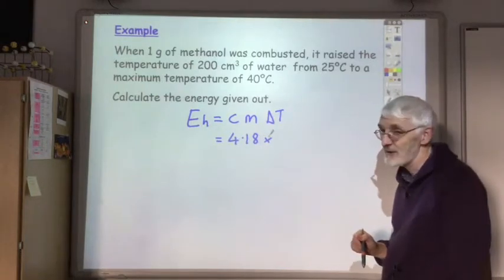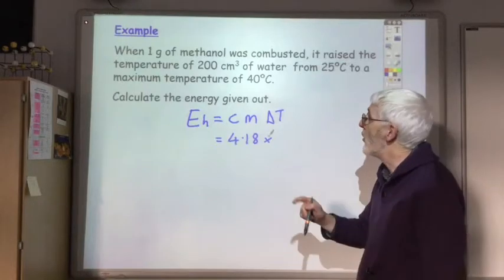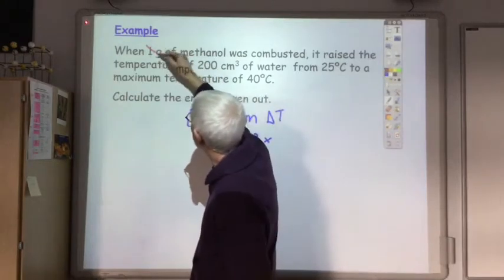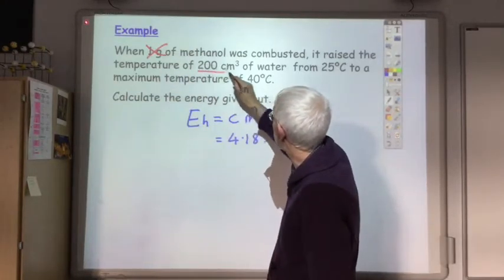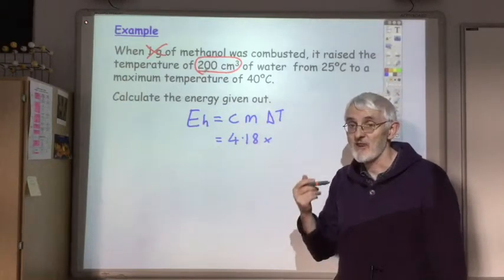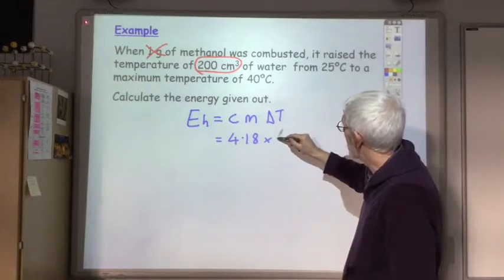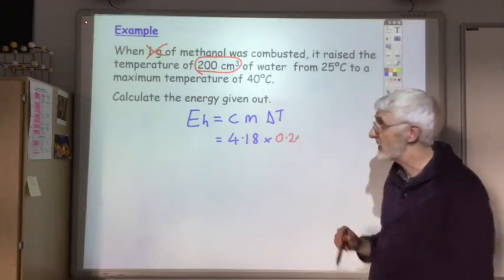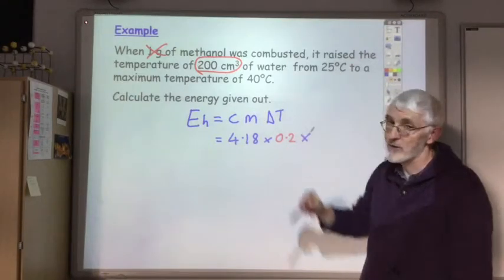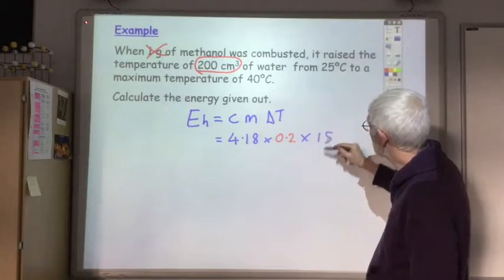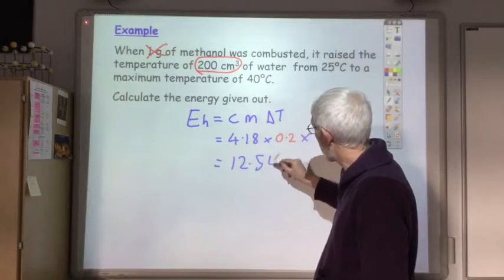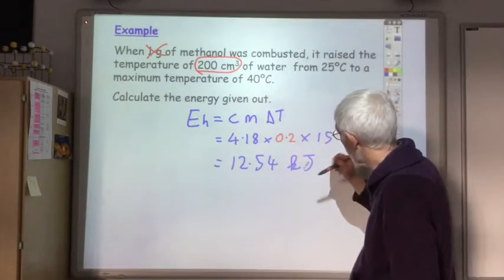M is the mass of the water that was heated up, not the mass of methanol being burnt. It's the mass of the water being heated up. It's given to you in cubic centimetres, so you have to divide by 1,000. That gives you the mass of water. It would be 0.2 kilograms. And the temperature rise, it went from 25 to 40, so it rose by 15 degrees. And that comes to 12.54, and the units will be in kilojoules.